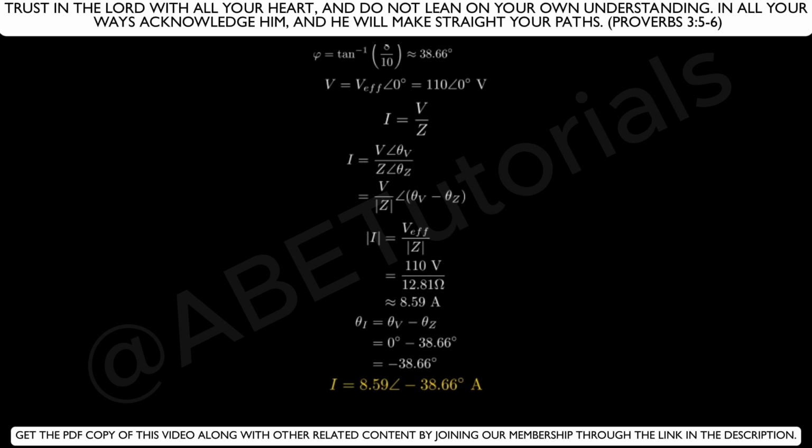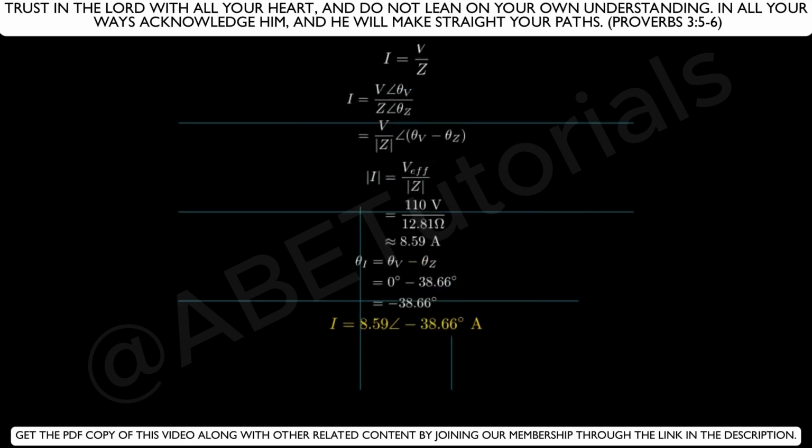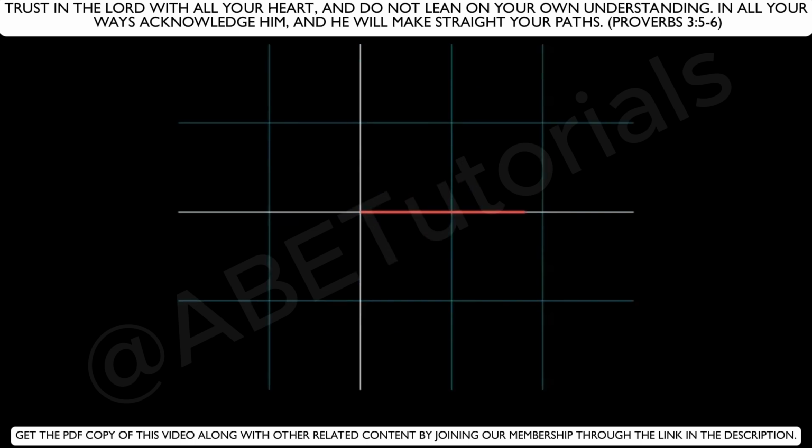Next, let's visualize this with a phasor diagram. Here we have the voltage phasor along the positive real axis, since we chose it as our reference with 0 degrees. The current phasor has a magnitude of 8.59 amperes and lags the voltage by 38.66 degrees. This angle between voltage and current is the same as the impedance angle, and it's crucial for determining the power factor.